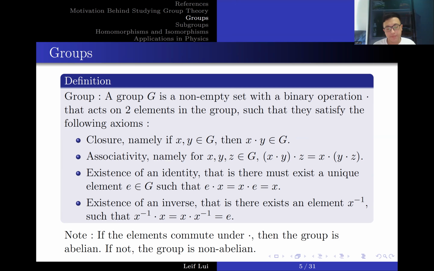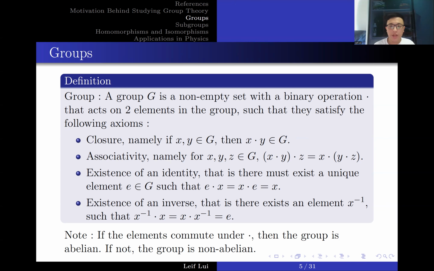The next axiom it must satisfy is the existence of an identity, and there must be a unique element e such that e operated on an element yields the element itself. So in the case of addition, 0 must be the identity, because if you add 0 to a number, it yields the number itself.